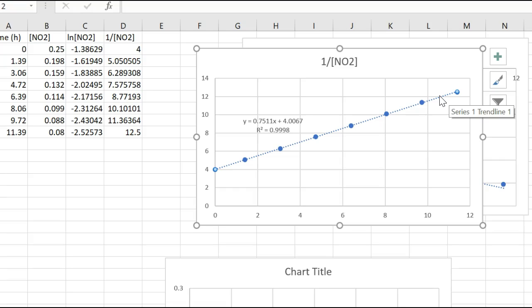Then when we plotted the natural log, it looked more linear, but the most linear data was when we plotted 1 over the concentration of the NO2, which gave us an R-squared value of 0.9998. So that was essentially the correct answer, meaning the order for NO2 in this reaction is 2. In this case, the rate law for the reaction would be rate is equal to the rate constant k times the concentration of NO2 squared. And then that rate constant k is just the slope of this line, which is 0.7511.